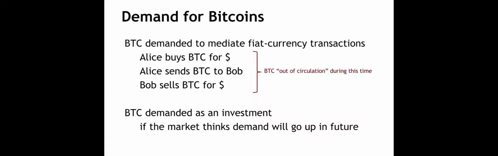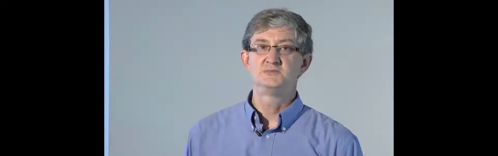The second source of demand is that Bitcoin is sometimes demanded as an investment. That is, somebody wants to buy Bitcoins and hold them in the hope that the price will go up in the future and that they'll be able to sell them. To the extent that people are buying and holding, those Bitcoins are out of circulation, but there's a demand to buy Bitcoins, at least depending on the price. When the price is low, you might expect a lot of people to want to buy Bitcoins as an investment. But if the price goes up very high, then the demand for Bitcoins as an investment won't be as high. So that's the second source of demand.